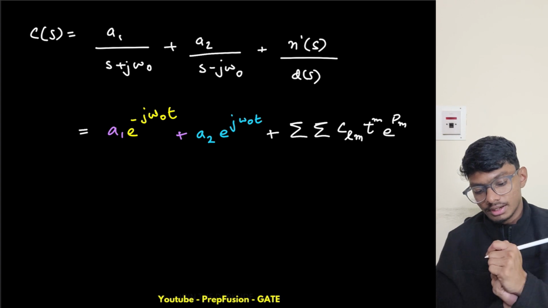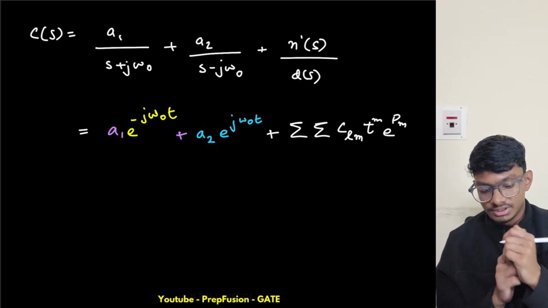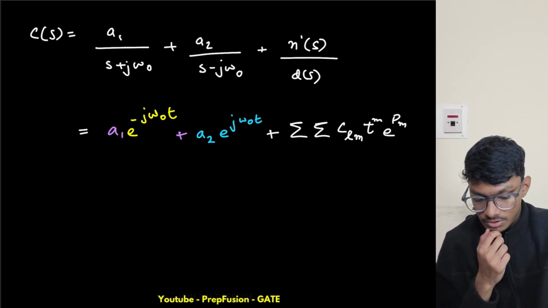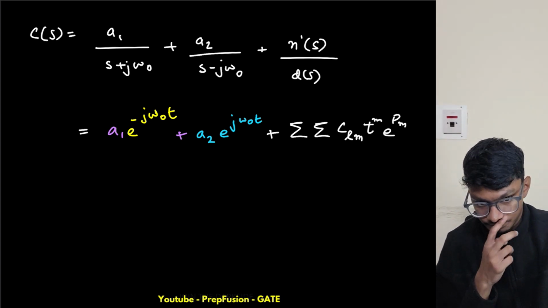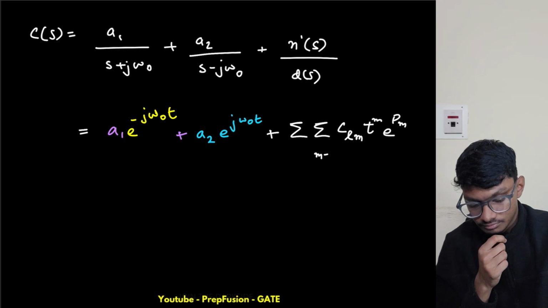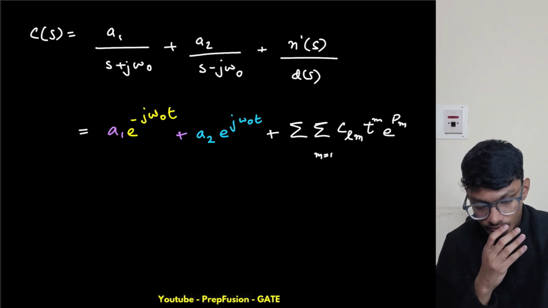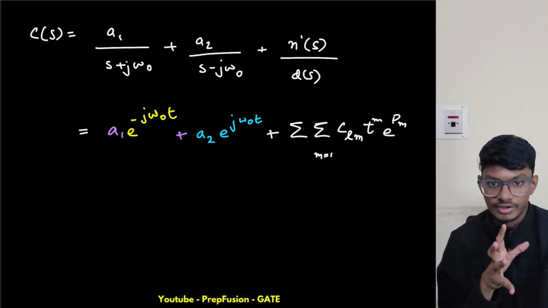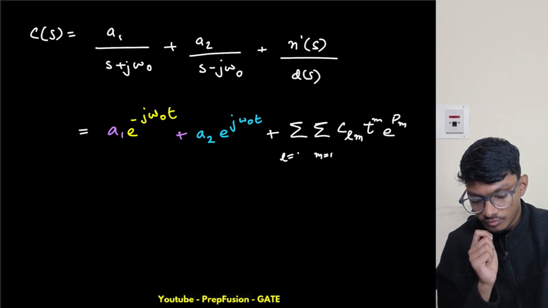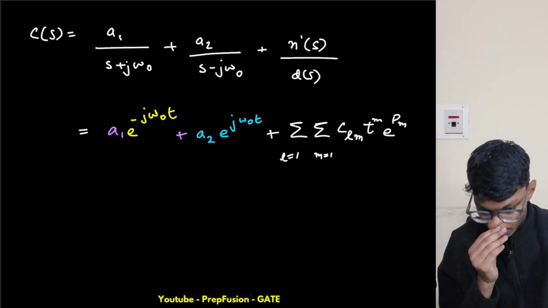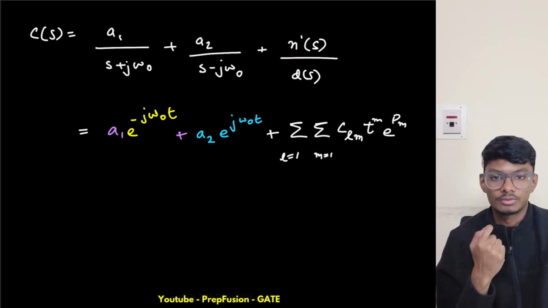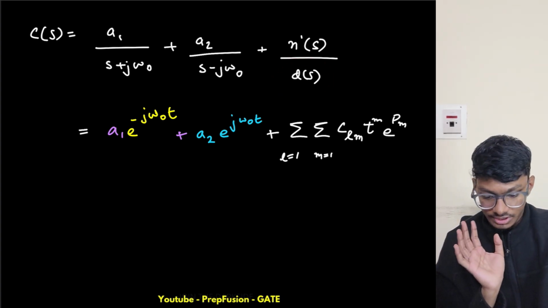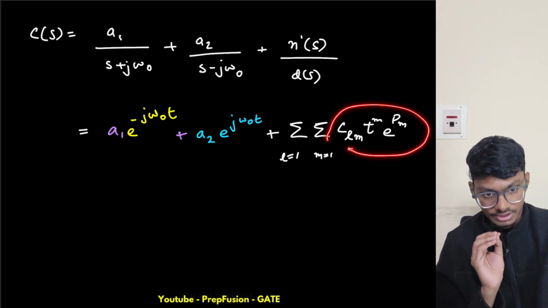Okay, so there will be some terms like this and this. My m will go from 1 to some value, and my L will go from 1 to some value, up until the end, however many roots I have, however many poles I have. All this will start here, and my terms will look something like this.